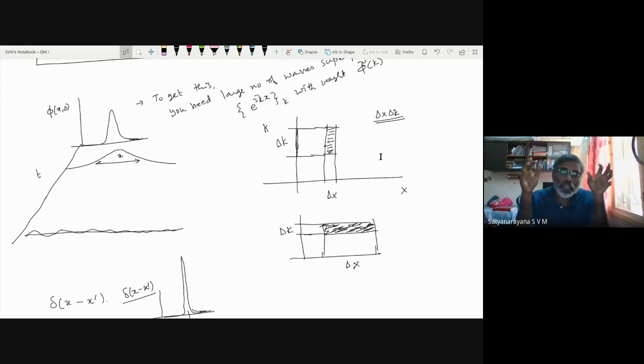But to start with, we have many waves making this wave packet. As you go over time, fewer and fewer waves make up this wave packet, because delta x is becoming larger and larger, and delta k becomes smaller and smaller. And then in the limit t tending to infinity, there is only one wave that makes this wave packet.